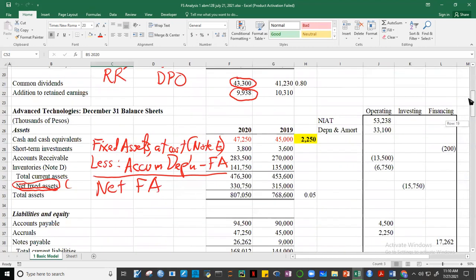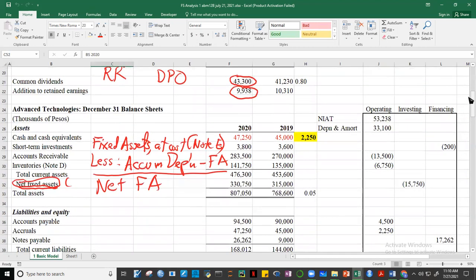So for instance, suppose we want to construct the statement of cash flows for 2019, then we need the balance sheet ng 2019 at saka balance sheet ng 2018, and then the income statement of 2019. So those are the documents that we need.